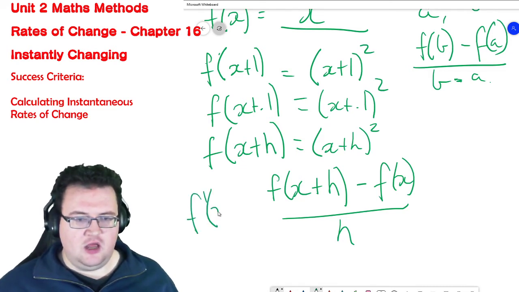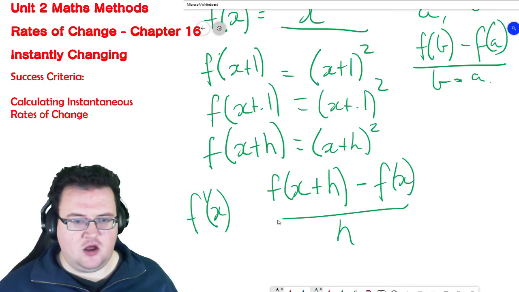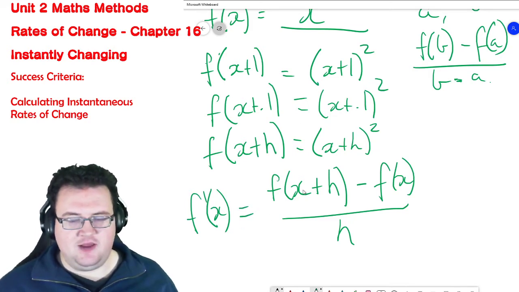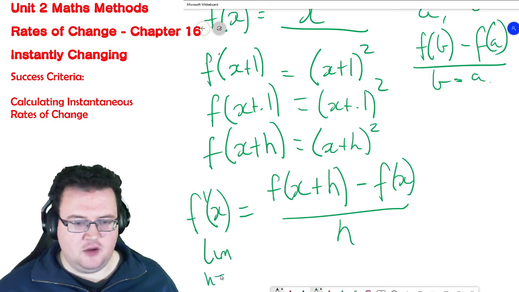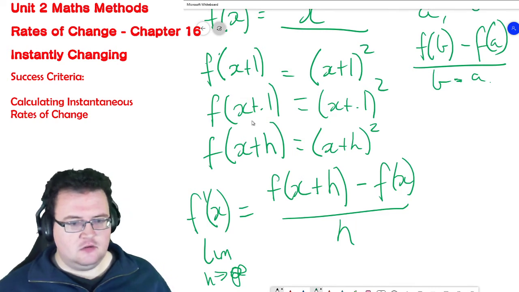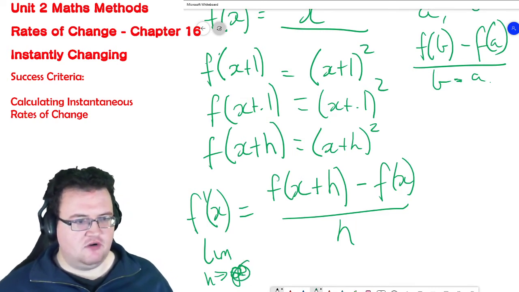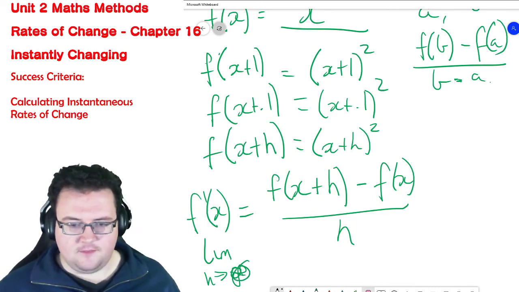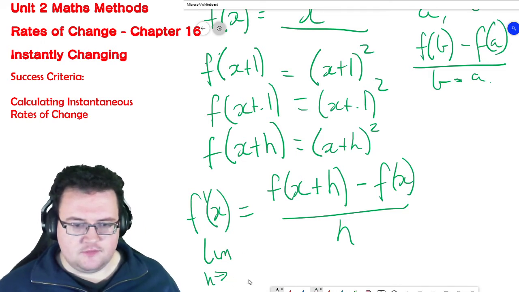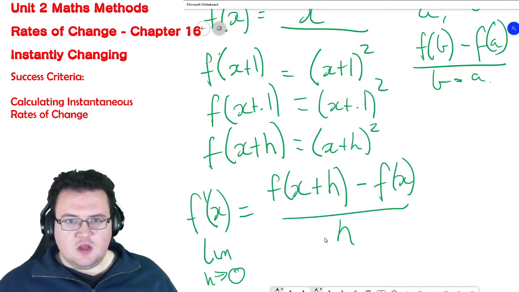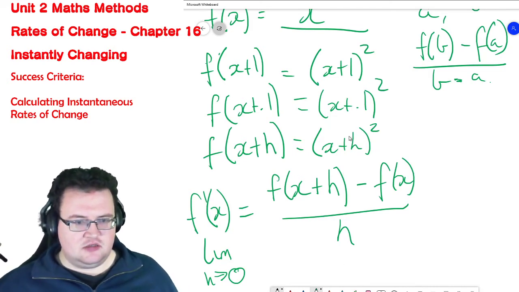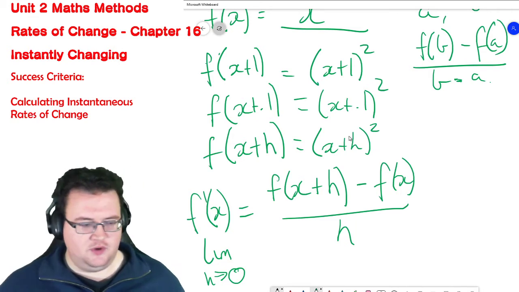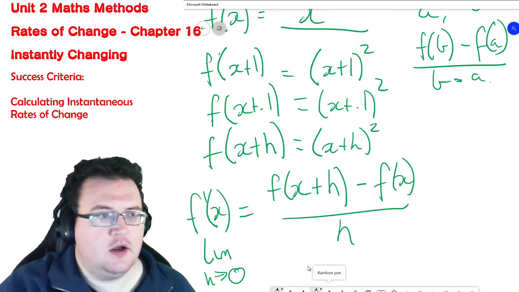The gradient at any point on that line is going to be equal to this as the limit as h approaches 0, or becomes infinitesimally small. So using this, let's actually just do it and try it out.